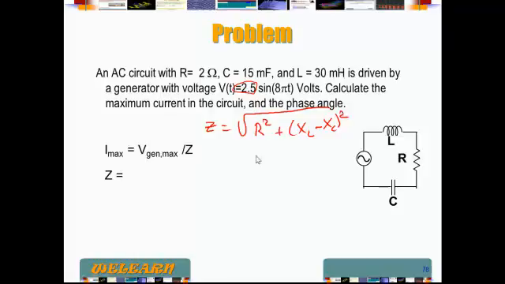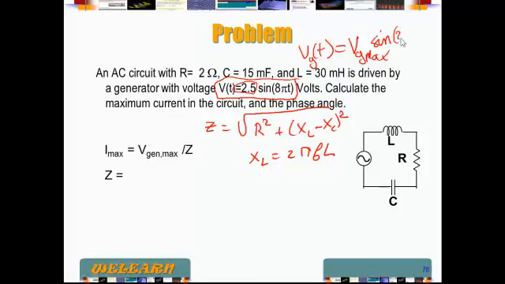Now, XL is 2 pi FL, so we need to figure out what 2 pi F is. Again, looking back at the equation that's provided, remembering that the equation is supposed to be Vg of t is Vg max sine of 2 pi ft plus a certain angle if there is an angle. Now the 2 pi f is 8 pi in this case.